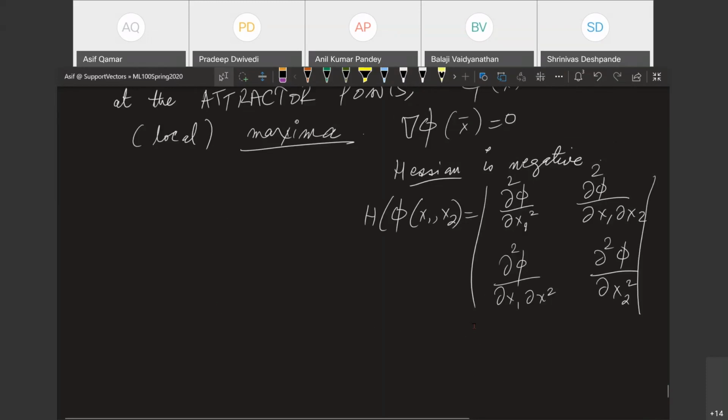If you go back and look at your old high school textbooks, you'll realize that at maxima, the Hessian, the second derivative, tends to be negative. Right? And so the same thing applies here. Maxima of these will be.